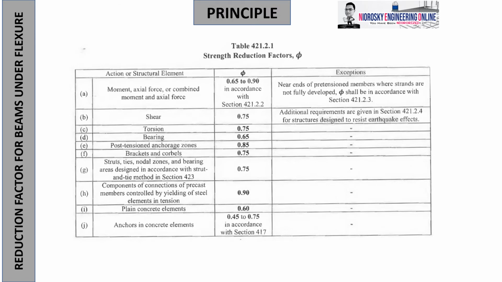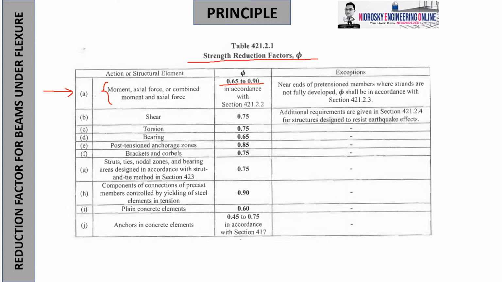Okay, so let us have the general idea first. The strength reduction factors depend on the type of action. As we said earlier, there is one for moment, for shear, for torsion, and for bearing. So the values differ. I want you to investigate letter A. It says that for moment, axial force, or combined moment and axial force, the factor is 0.65 to 0.9, meaning it can be equal to 0.65, it can be equal to 0.9, or it can be somewhere in between. So we need to generate a value for moment.